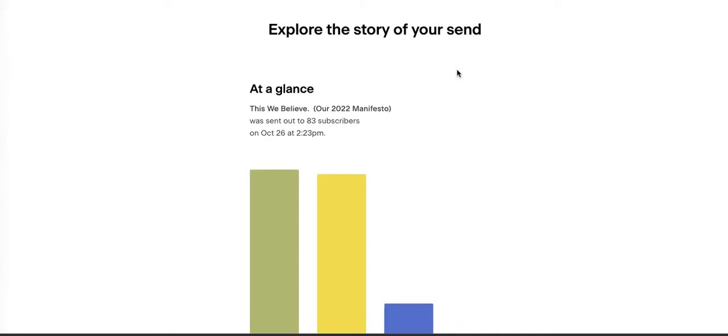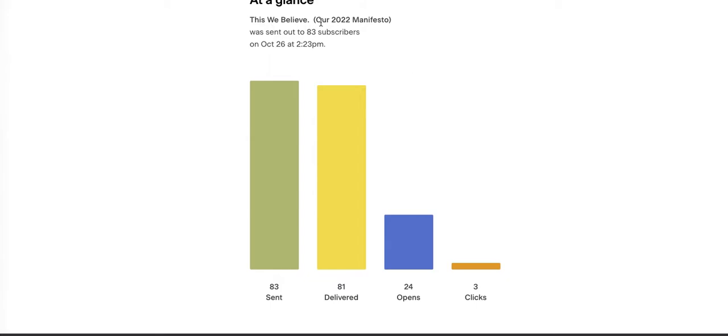So here it is. So here's what it's called. It's called This We Believe, our 2022 manifesto. Went out to 83 people yesterday at 2:23 p.m. Sent 83, 81 were delivered, 24 people opened the email, and 3 people clicked.